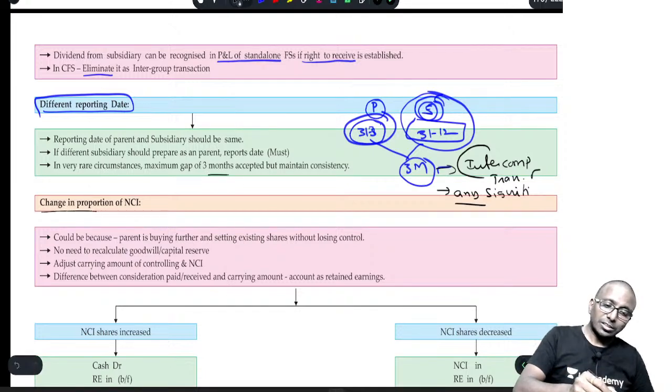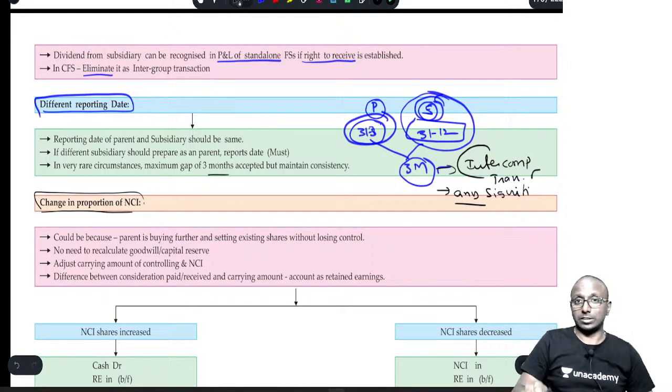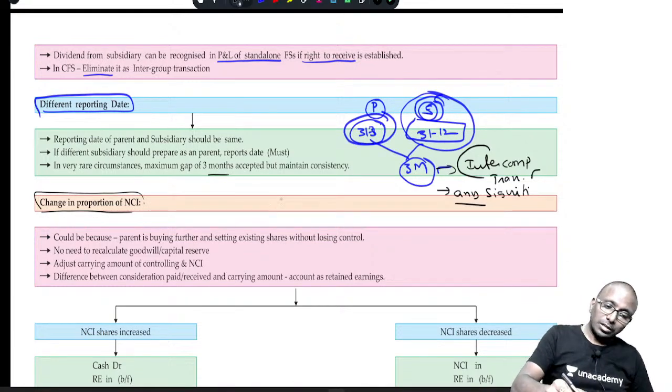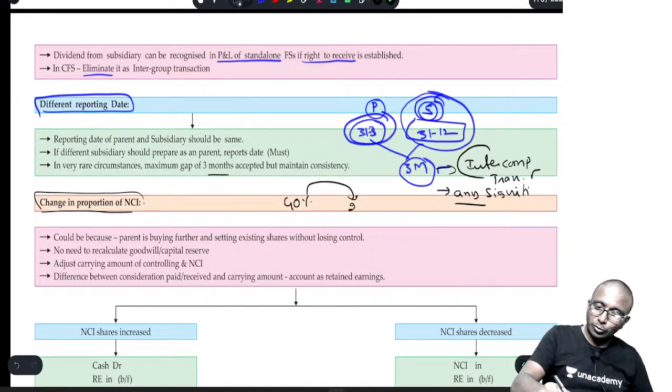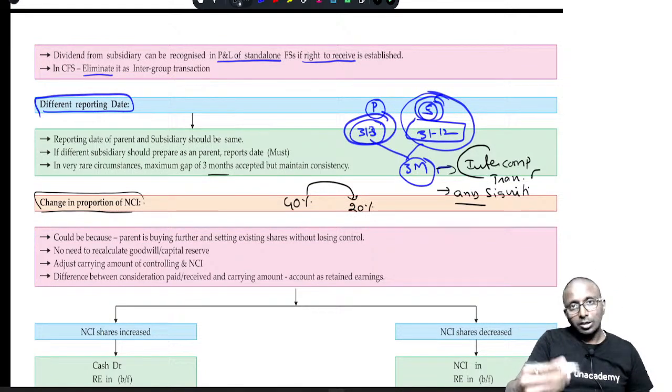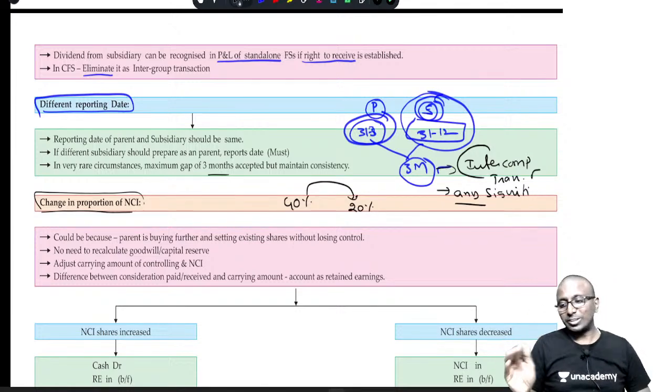Next, change in the proportion of NCI. NCI was 40%, and now NCI has become 20%, because I have acquired 20% more. But the point is, my control was there before, and now also it is control.